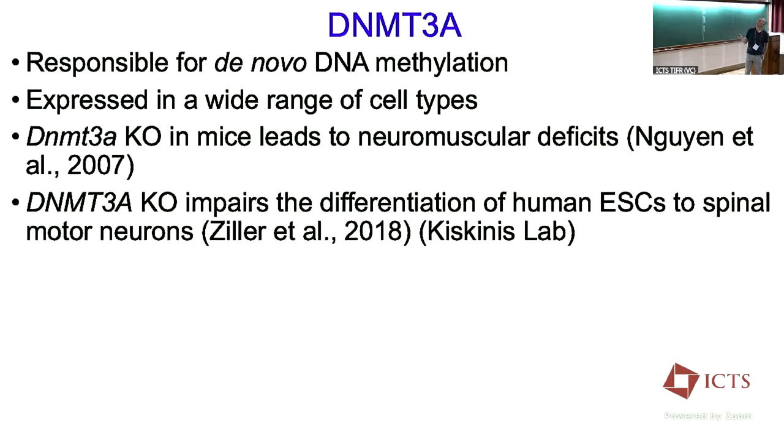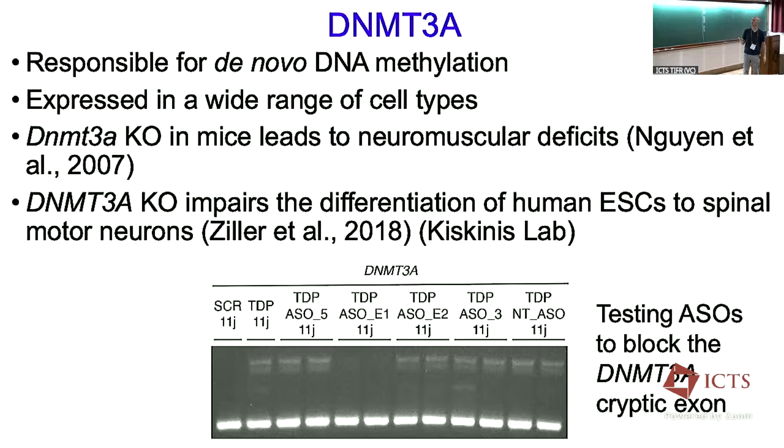It's involved in de novo DNA methylation. It's expressed broadly, but interestingly, the knockout mice have specific neuromuscular and motor neuron degeneration. And if you knock this out in human iPS cells, human embryonic stem cells, they have impairments in motor neurons when you differentiate them. So we're trying to figure out how this fits in. And we've developed ASOs to block this cryptic exon, and we're seeing if these can rescue some phenotypes.